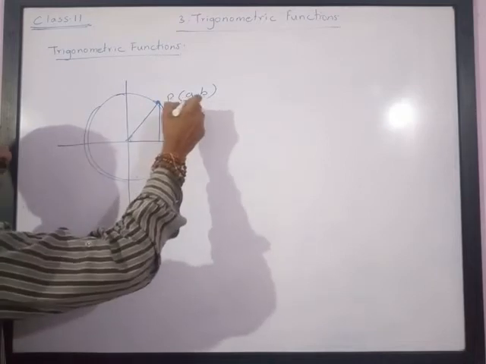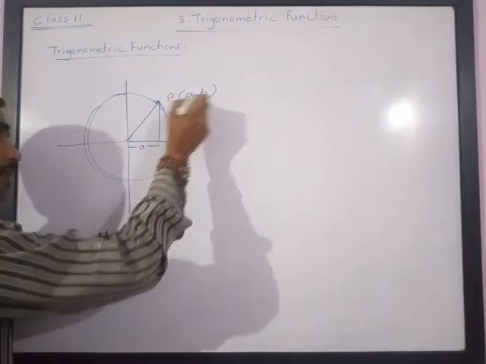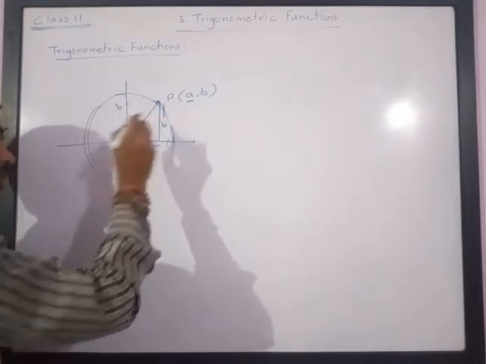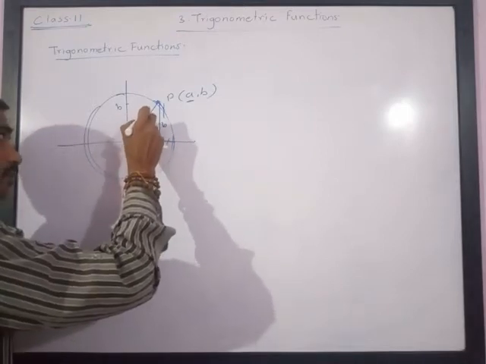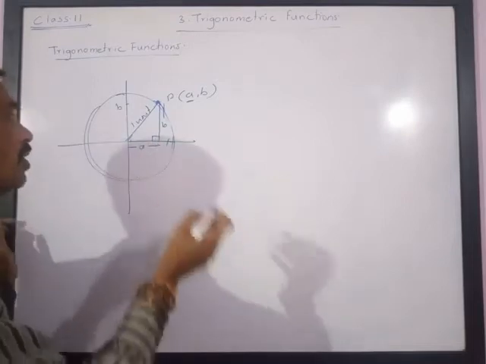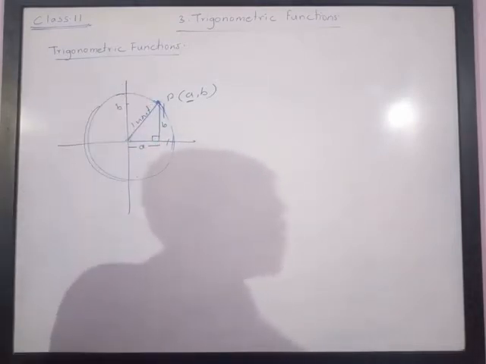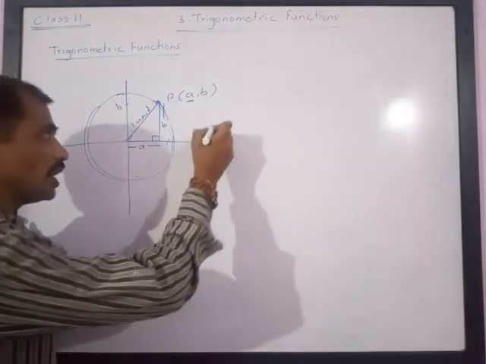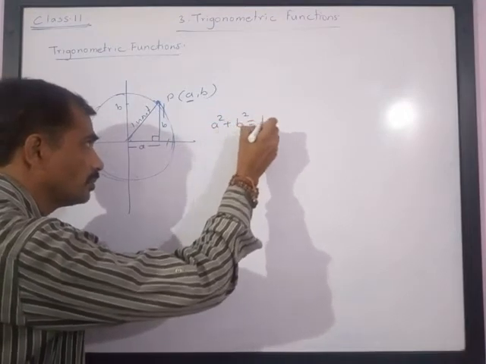So, A is x coordinate, it means this distance is A. B is y coordinate, it means this distance is B. And the radius of the circle was 1 unit. So, according to Pythagoras, since it is a right angle triangle, the square of the hypotenuse is equal to the sum of the squares of the remaining sides. It means 1 square is equal to A square plus B square.